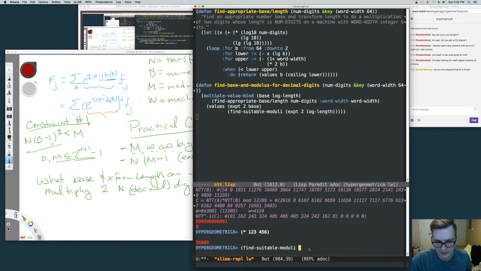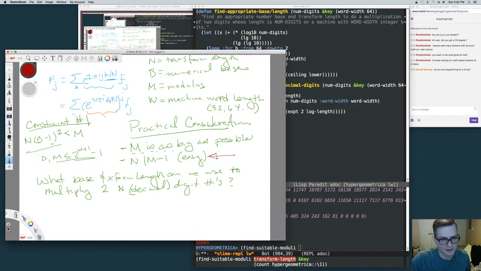Find suitable moduli finds a moduli for a transform length. But that's something we're trying to find: a particular transform length. We don't know what this is yet, so we don't know what to pass to my find suitable moduli function. All we know is that we want to multiply two numbers whose decimal length is this here.